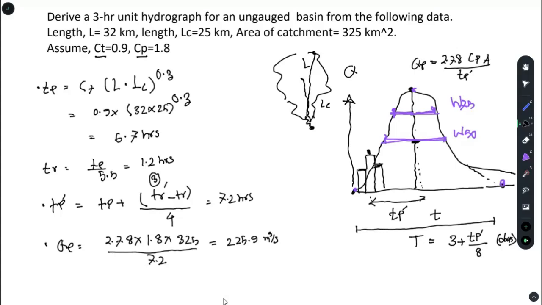Later you want to know the T. So the T would be 3 plus TP prime over 8. Here the TP prime is 7.2. From that you will get T in days. So here the days will be 3.9 days. If you convert it to hours, you will get 93.6 hours.